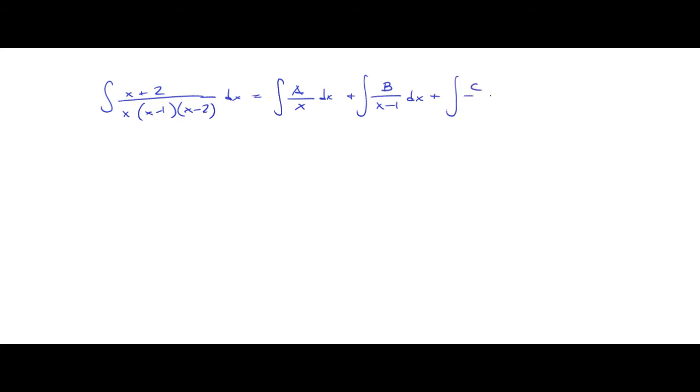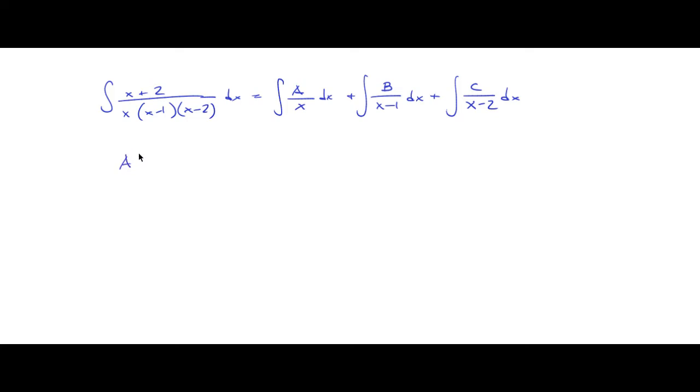We have the primitive of (x plus 2) divided by x times (x minus 1) times (x minus 2) dx. Okay. Now, according to what we know, these are simple roots, so this is easy. This is going to be a divided by x plus b divided by x minus 1 plus c divided by x minus 2. Just like that.